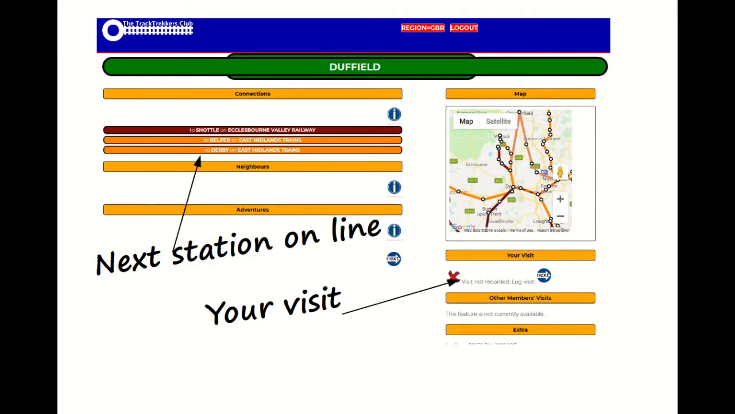On the stations page, you can see what connections there are to other stations, and they've been color-coded here. And it tells you quite nicely on the right hand side whether you visited that station or not. And if you want to visit it, you just click the next button, and on the right hand side, and away you go.